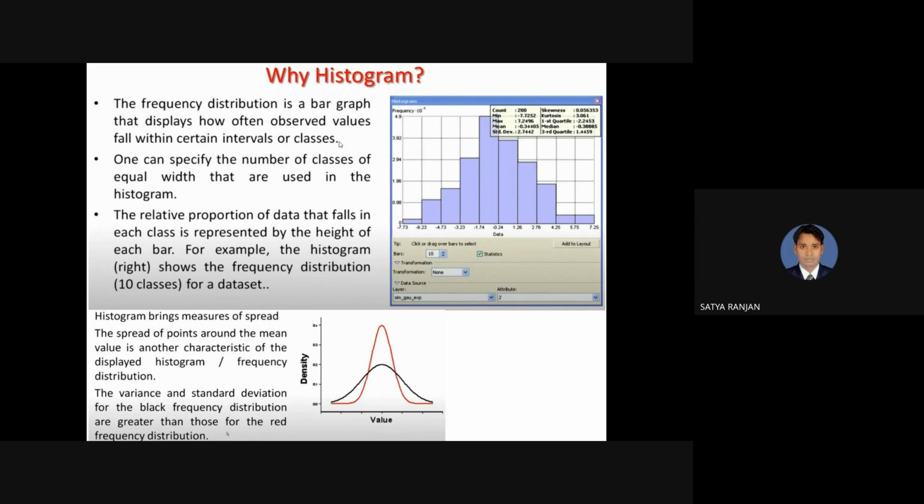The spread of points around the mean value is another characteristic of the displayed histogram frequency distribution. The variation and standard deviation of the black frequency distribution are also greater than those of the red frequency distribution. So in the black areas, the black line, there is a larger frequency distribution as compared to the red frequency distribution.